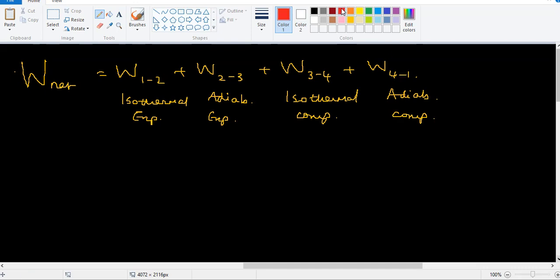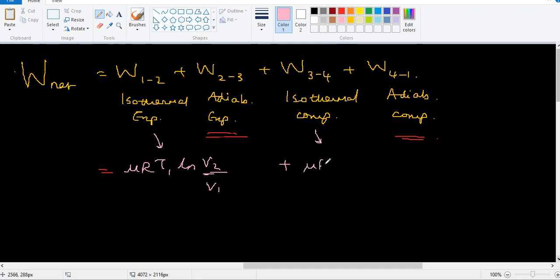From the values you got, this T1 minus T2 and this T2 minus T1 will cancel. What is left is only this one. So mu R T1 ln V2 by V1 is what you have here. Similarly, for here, you have mu RT2 ln V final, where V final is V4 by V3.